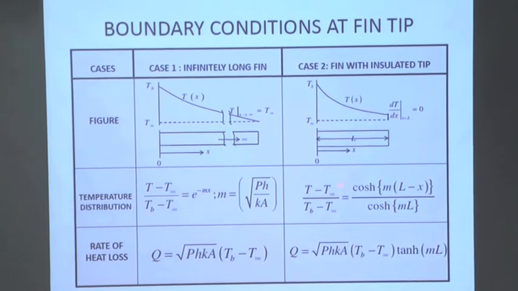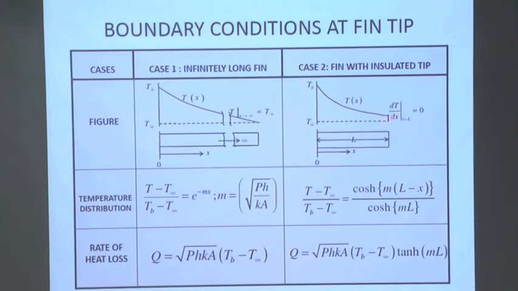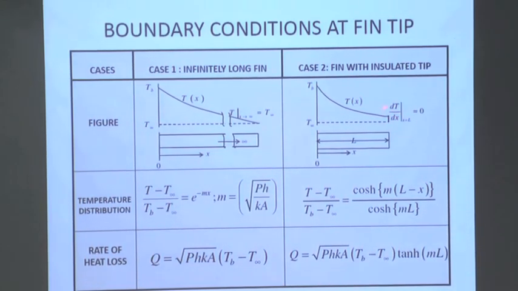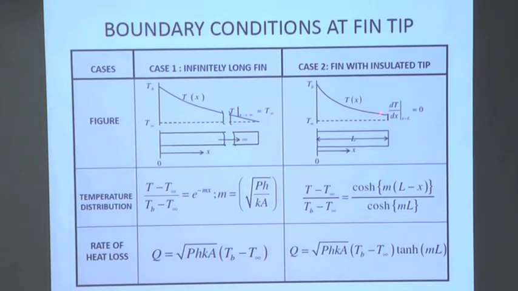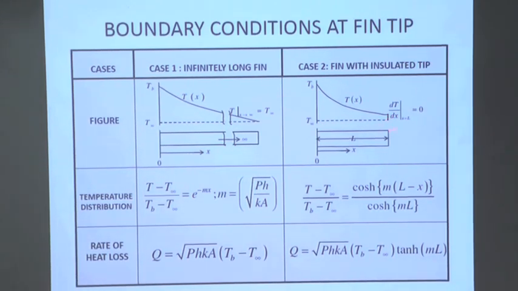It is a one-dimensional case, a similar thing, so the temperature profile does not attain the T infinity temperature. This temperature is higher than T infinity because of this insulation, but the slope is zero. The shape of the curve is such that it becomes parallel to the abscissa, so that dT/dx is zero.